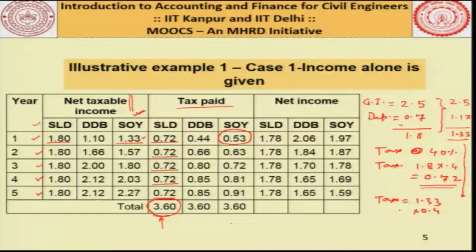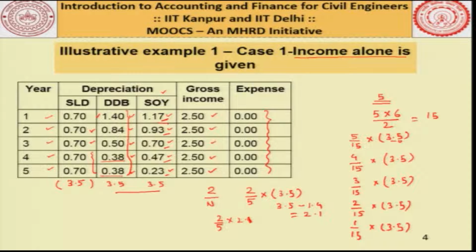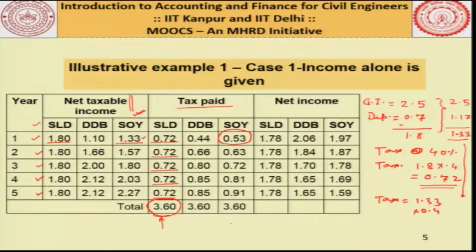Now, when I do it for the next year, if you remember, the depreciation is 0.93. So, what I do, 2.5 is my income, 0.93 is my depreciation expense, I deduct it and I apply 40% tax on that. So, I find that the tax that I am paying is 0.63, right. So, when I calculate my net income, what will happen? First, let me go with straight line method of depreciation. You already found that you have paid a tax of 0.72. So, the net income that you will have is 2.5 minus 0.72, which is going to be 1.78.